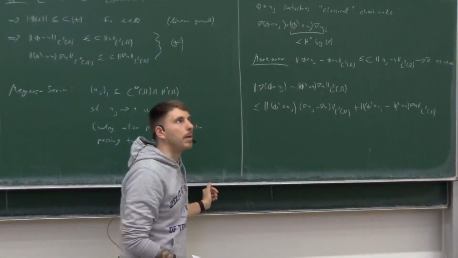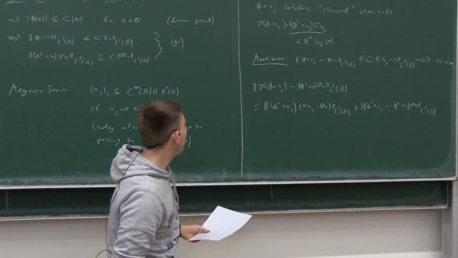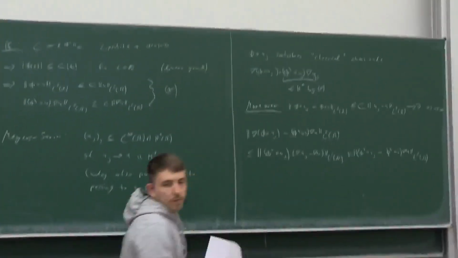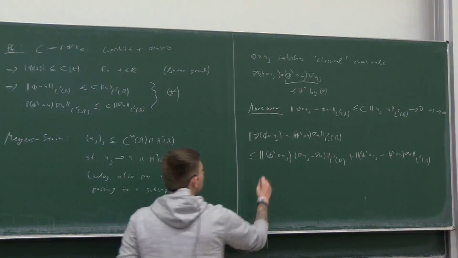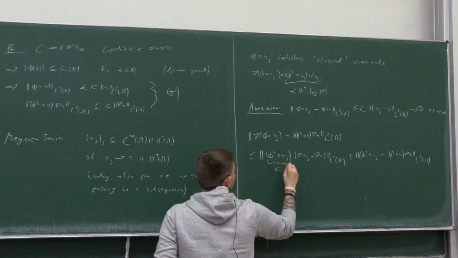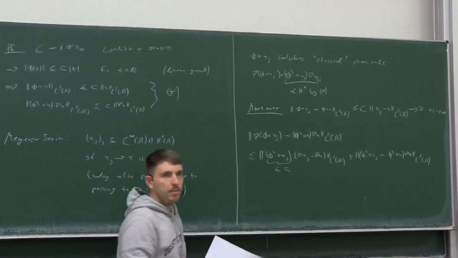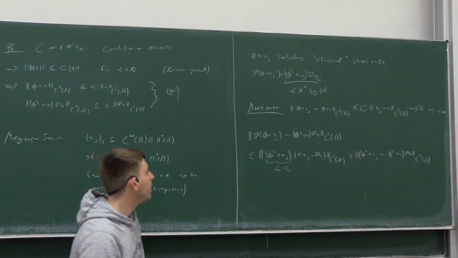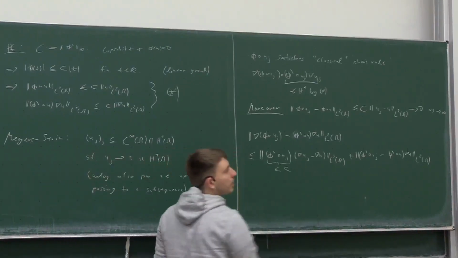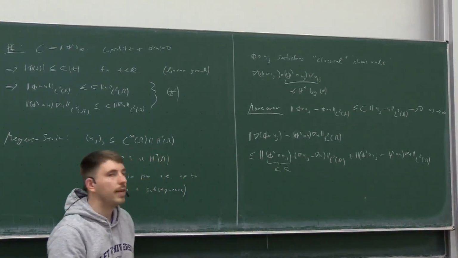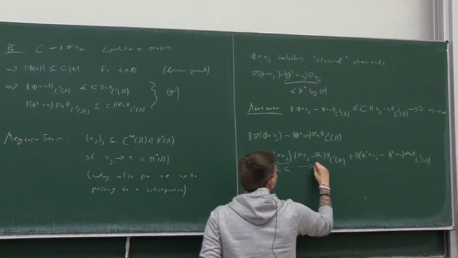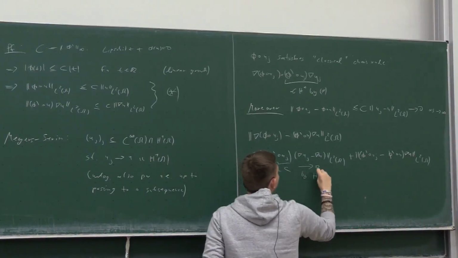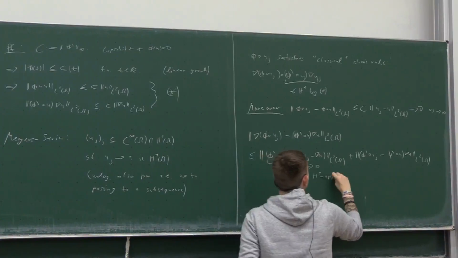Now I want to argue that both terms go to 0. So for the first part, this is very easy. This prefactor is again bounded by C. And for this part, we can just use that uj is an approximation in H1. So this goes to 0 by H1 approximation.